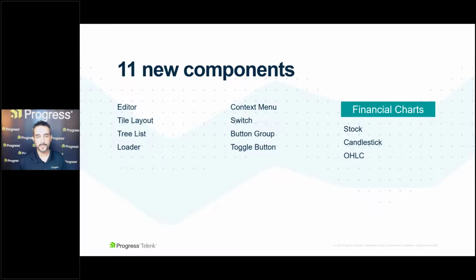We have a tree list, a loader, much like the MVC one, a context menu, so you can right-click on your application and offer a menu for various scenarios, a nice switch component, button groups, which are super handy for building toolbars and those type of things, a toggle button, and we also have those financial items that I talked about. We have a brand new stock chart, a candlestick chart, and an OHLC chart.